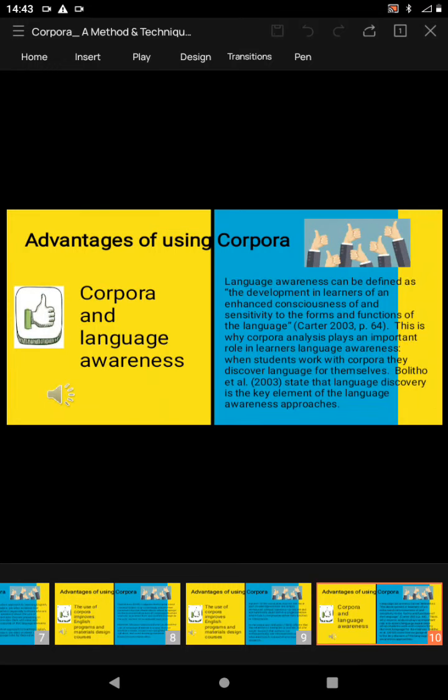The third advantage is corpora and language awareness. Language awareness can be defined as the development in learners of an enhanced consciousness and sensitivity to the forms and functions of the language. This is why corpora analysis plays an important role in learners' language awareness. When students work with corpora, they discover language for themselves. In 2003, Bolitho et al. state that language discovery is the key element of the language awareness approaches.